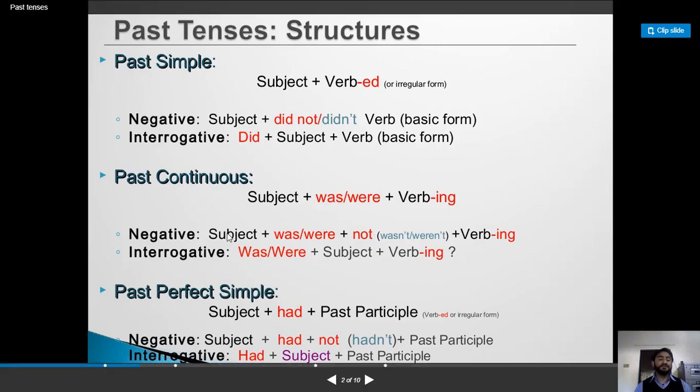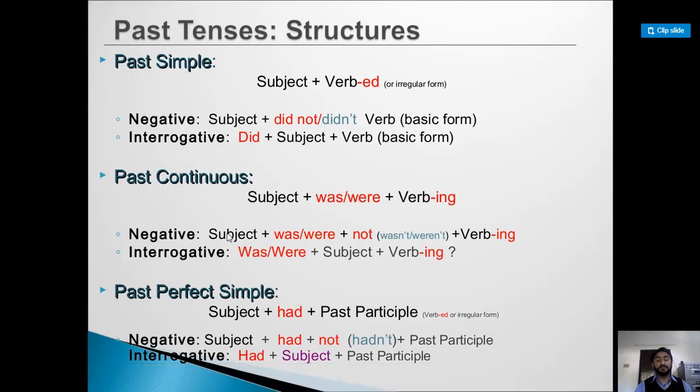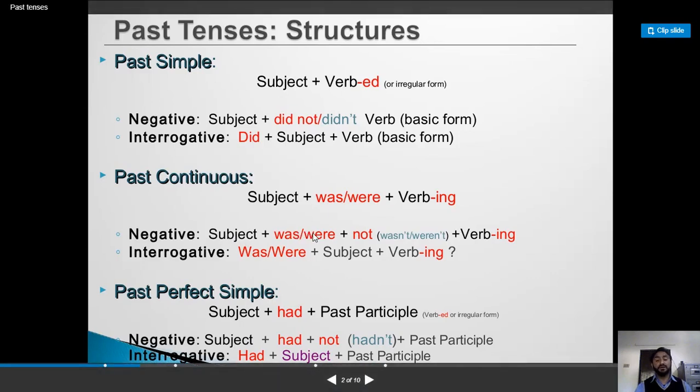As for the negatives, there should be the subject, then was or were, and then not. You can also use wasn't and weren't, and then the ing form of the verb, meaning the present participle. So the only thing is adding not between the helping verb and the main verb.